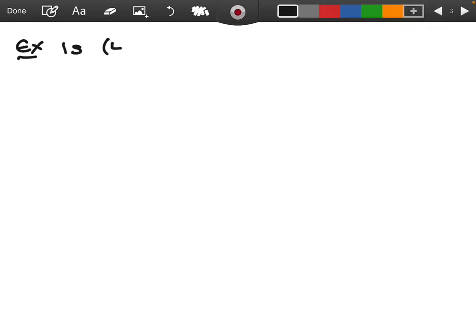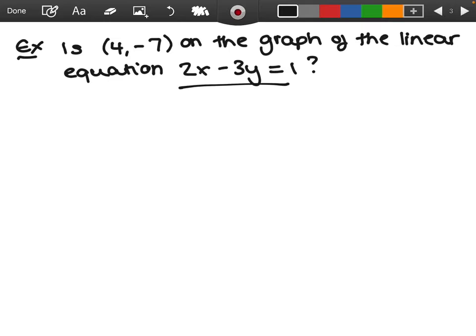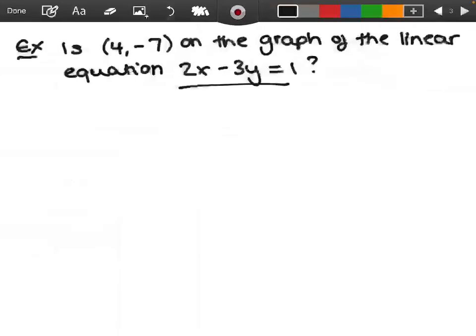So is 4, negative 7 on the graph of the linear equation 2x minus 3y is equal to 1? You can see that this particular equation looks slightly different to our last one. On the last equation we have y on the left-hand side and then something times x plus a constant on the right-hand side. This time in the equation, I've got something times x and something times y on the left-hand side and a constant on the right-hand side. Exactly the same as before.